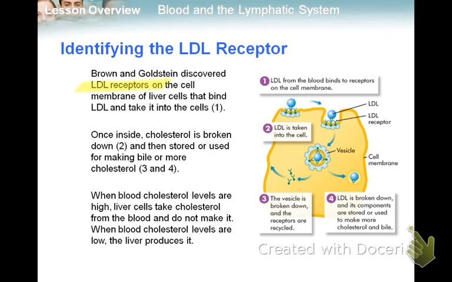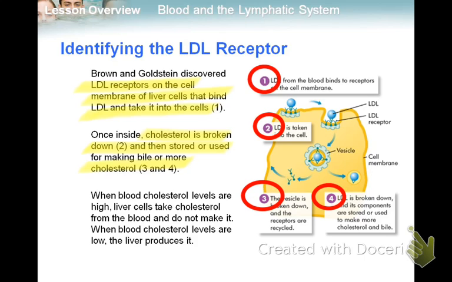They discovered LDL receptors on the cell membrane of liver cells that bind LDL and take it into cells. You see that happening here in step 1. Once inside, cholesterol is broken down and then stored or used for making bile or more cholesterol, right here. When blood cholesterol levels are high, livers take cholesterol from the blood and do not make it. They break it down. When blood cholesterol levels are low, the liver produces it.